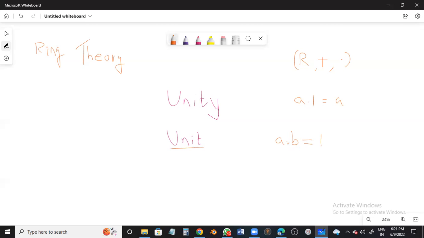If multiplication is not commutative, then you will have a left inverse as well as a right inverse. In the present case, B is on the right side, so it is known as the right inverse of A. And if B is written on the left side, then we call it the left inverse of A. If at all A has an inverse element, then A is known as a unit element. So there is a difference between two words, unity and unit. Is this fine?